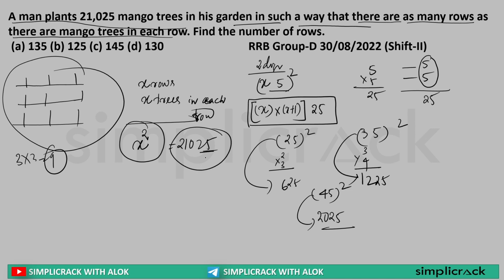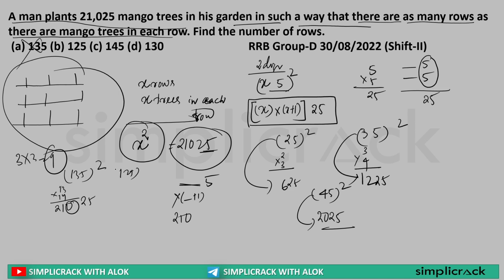Now 25 is there, that means 5 should be the unit digit. If 5 is the unit digit, then whatever number I get here, that number multiplied by that number plus 1 should get me 210. Now understand this: 135 square, 5 square is 25, and 13 into 14 should get me 210. But 3 fours are 12, so the unit digit is 0. So it won't be the answer.